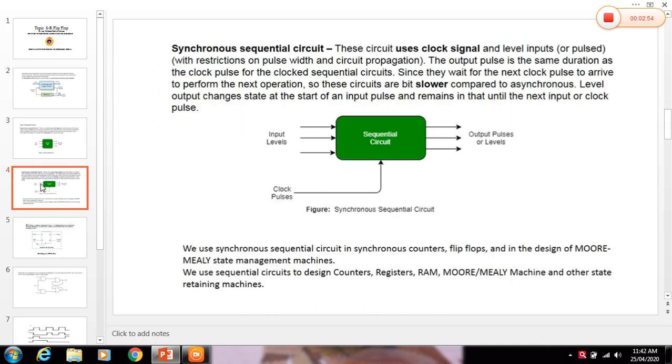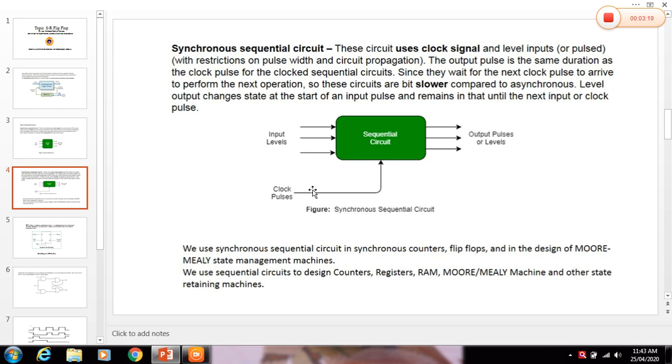Now come to synchronous sequential circuits. Here we can see the diagram of a synchronous sequential circuit. We have output levels and the various input levels, and these inputs can again be present inputs and previous inputs. But here we have used an external input, which is a clock pulse.